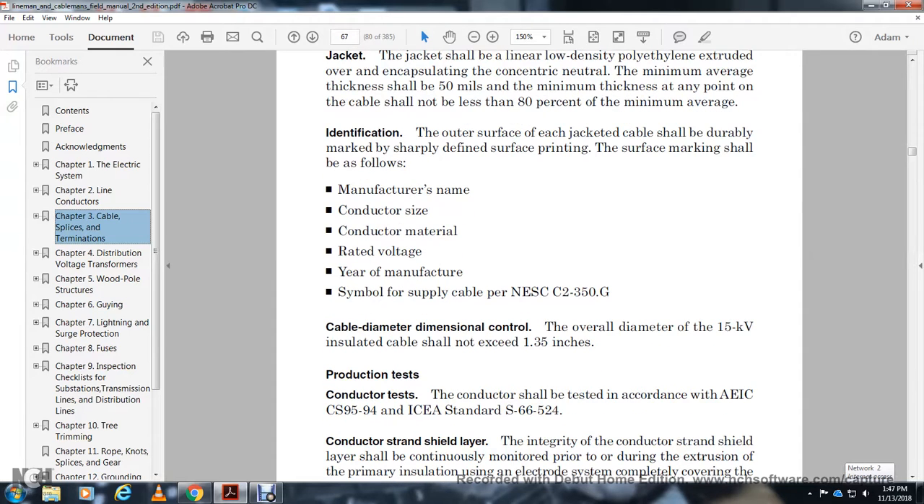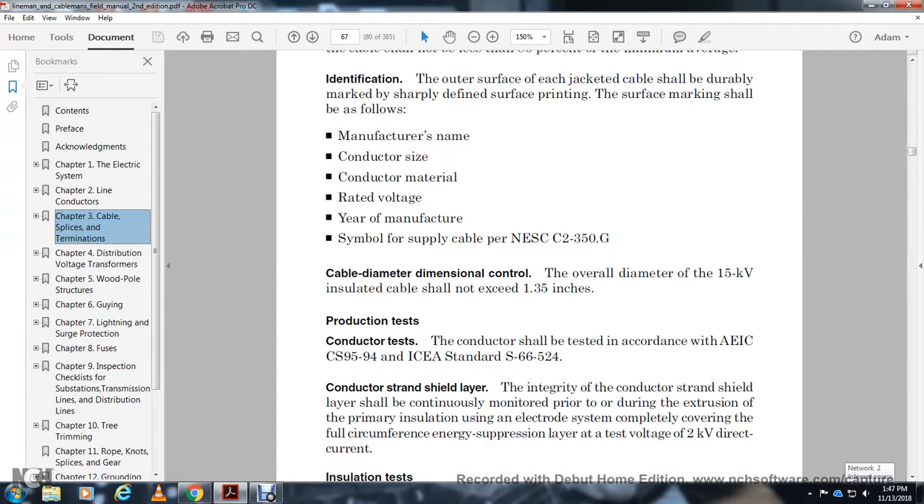Production test. Conductor test. The conductor shall be tested in accordance with AEIC CS9594 and ICEA standard S66524. Standard copper strand shielded weather integrity: the conductor strand shield layer will be continuously monitored prior to and during the extrusion of the primary insulation using an electrode system, completing the covering with the full circumference of the energy suppression layer, at a test voltage with a 2 kilovolt direct current insulation test.